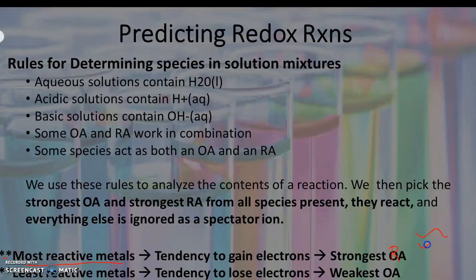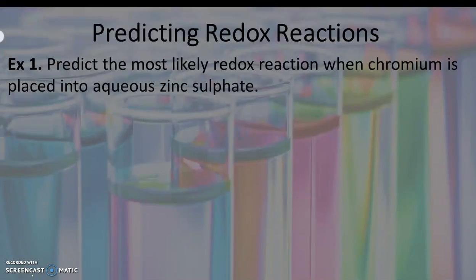And so remember, if this is my table, these are my SRAs down here, which are generally metals, and my SOAs up here, which are metal ions and polyatomic ions. Usually, what we're going to see here is ones that are reacting with hydrogen in an acidic environment. So let's look at exactly how this works.